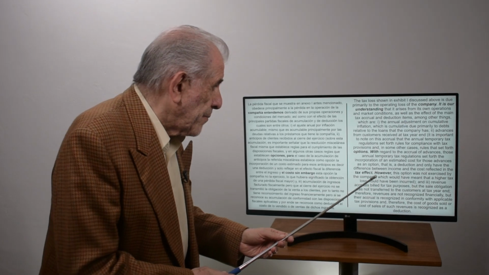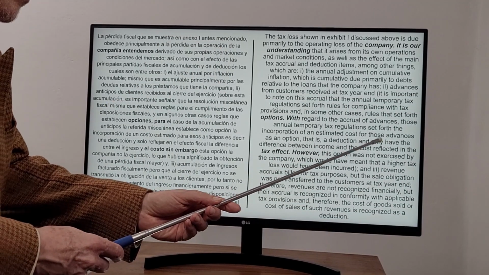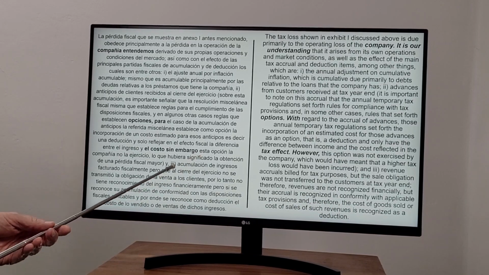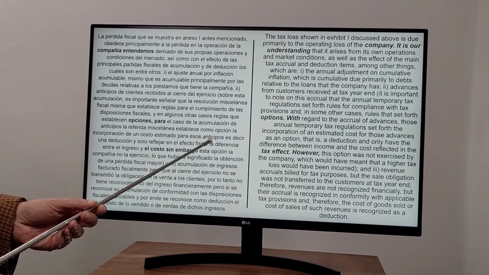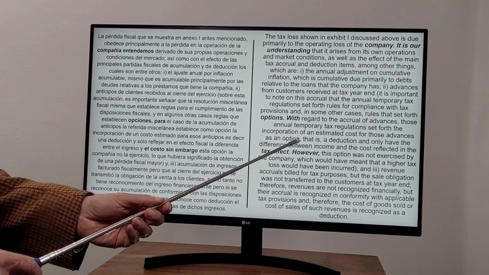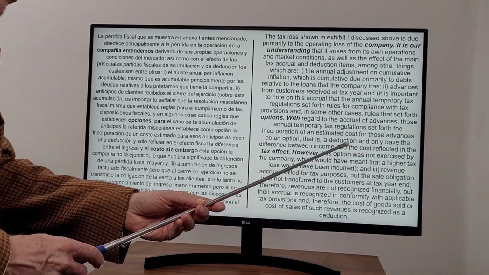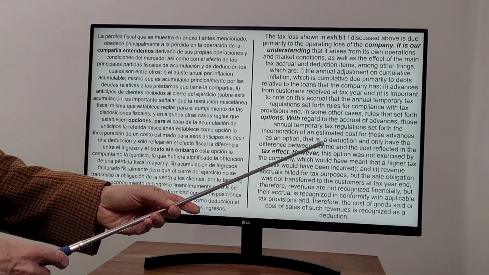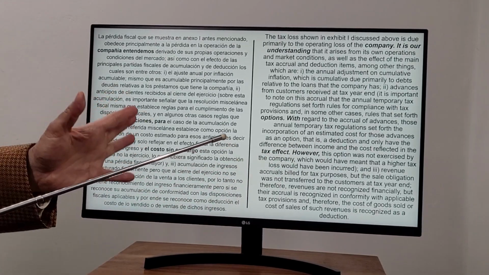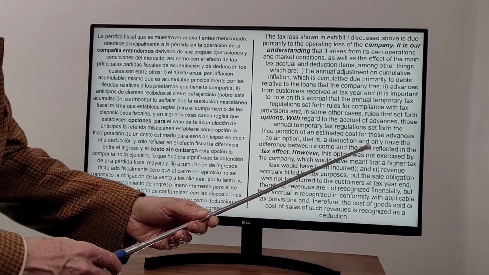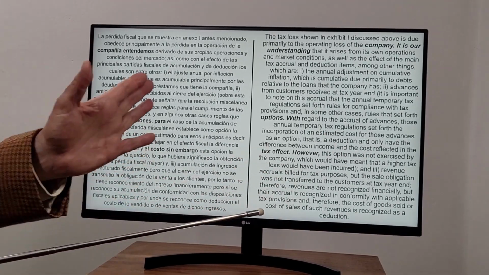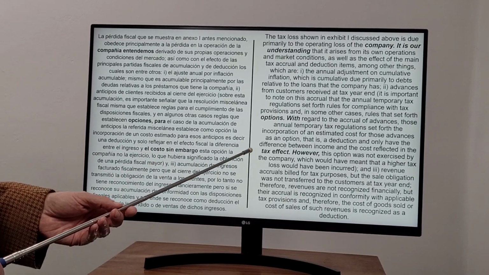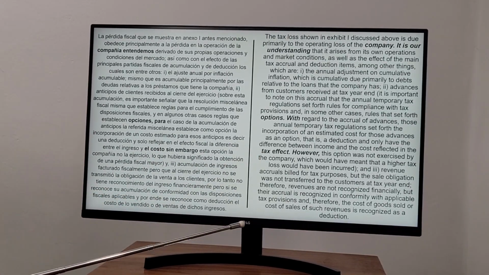So we're going to have a deduction and only have the first part of the causative form, and then we pick up la diferencia entre el ingreso y el costo, have the difference between the income and the cost, pick up the verb reflejar in the past participle form to complete the causative form, en el efecto fiscal, in the tax effect.